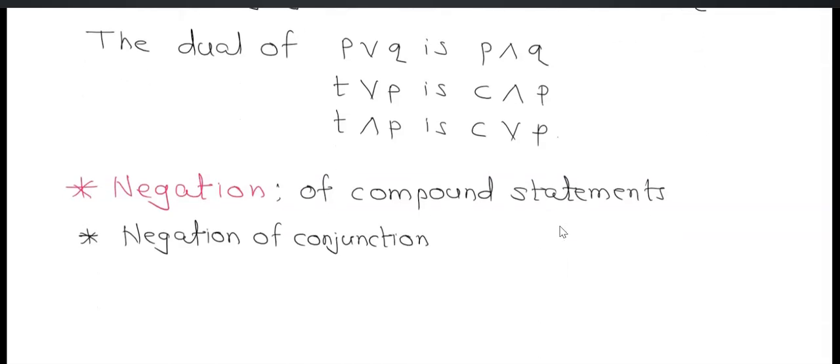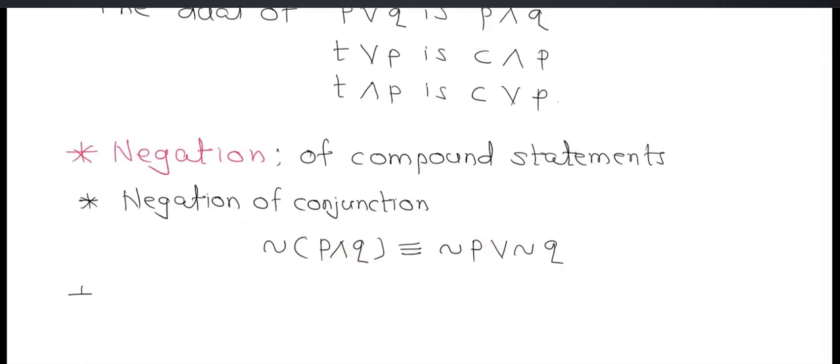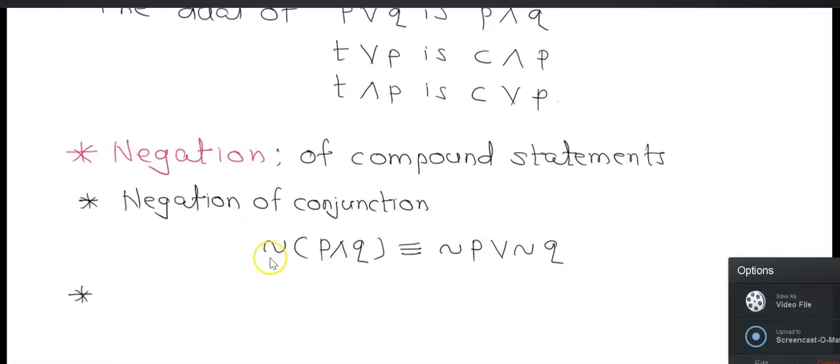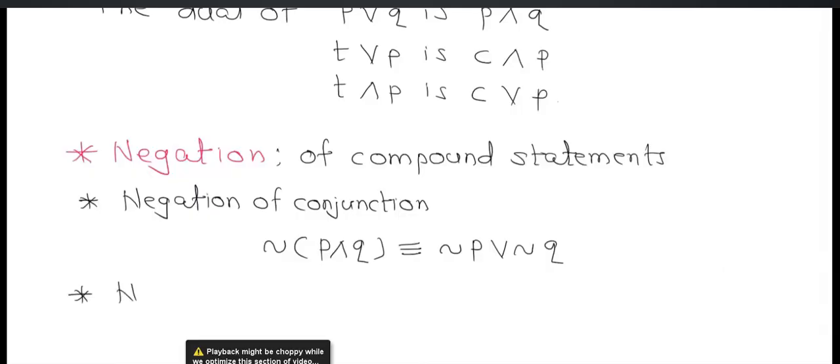First, negation of conjunction. That is, the negation of P and Q is equal to negation of P or negation of Q. What has happened here? When we apply the negation to this AND statement, P becomes negation of P, and this AND will become OR negation of Q.